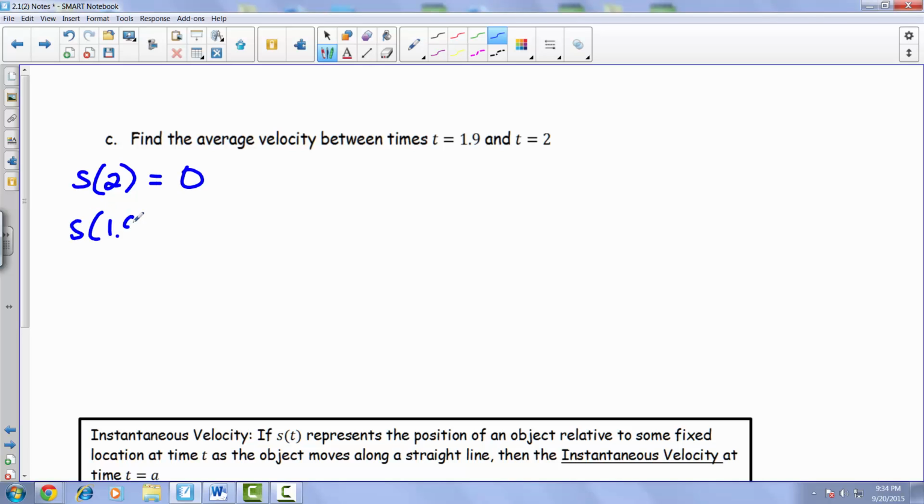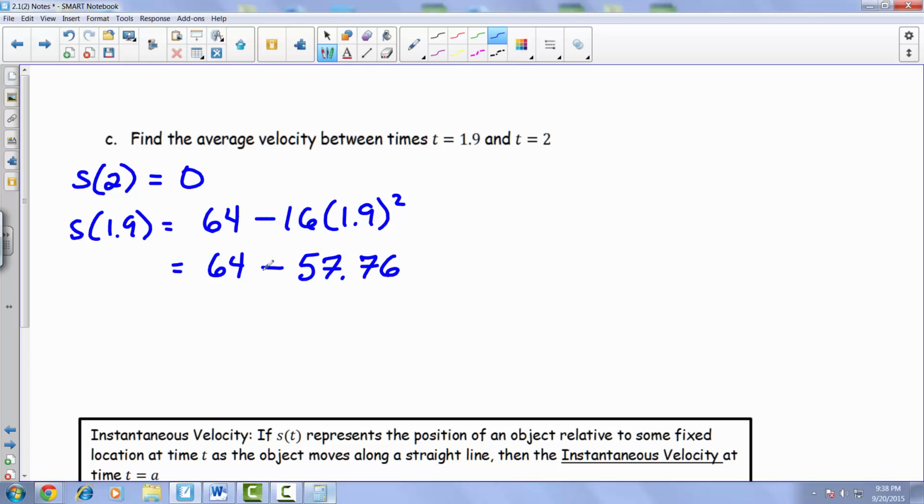So we're going to go ahead then and throw that value into the function. We end up with 64 minus 16 times 1.9 squared, which comes out to be 64 minus... and so when you throw this into the calculator, you end up with 57.76. And then going ahead and subtracting these two, you end up with 6.24 feet. So he is 6.24 feet up in the air at 1.9 seconds. So he's pretty much just about to hit that splash with the pool.